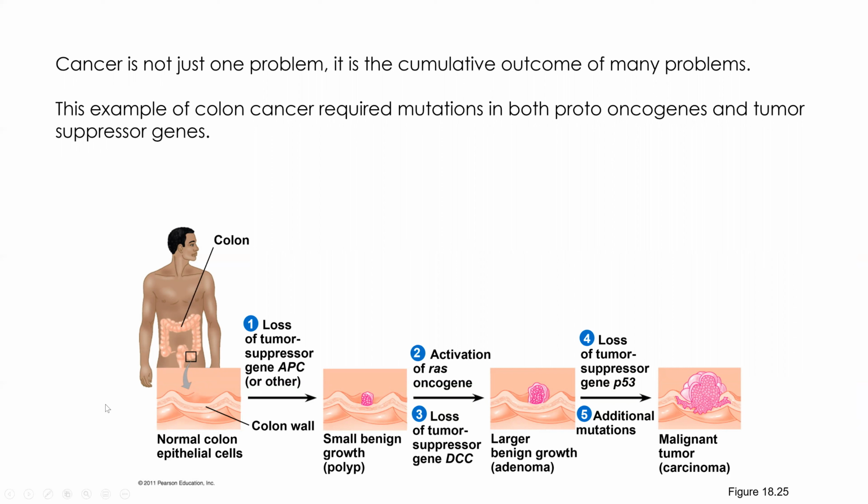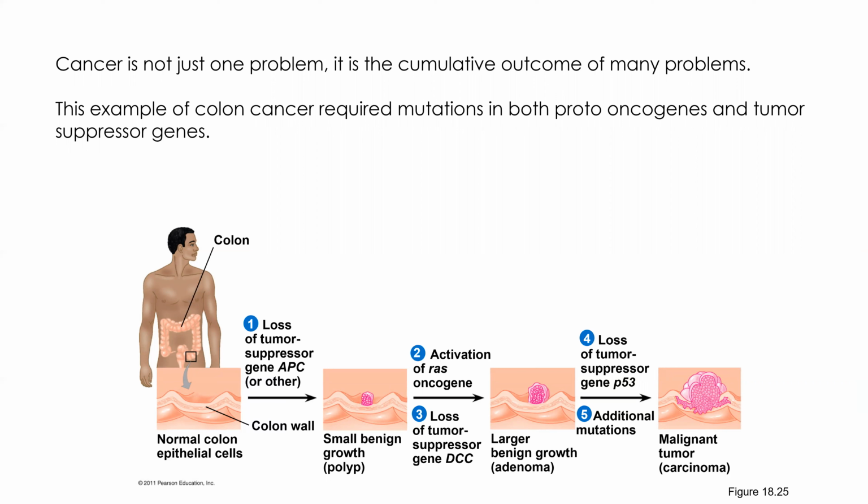In this case, we're looking at colon cancer. Here's a normal colon epithelial layer. The first mutation we might get is loss of a tumor suppressor, another one called APC. There are other types of tumor suppressors besides P53. They can also do the job, but in this case, we've lost one called APC.